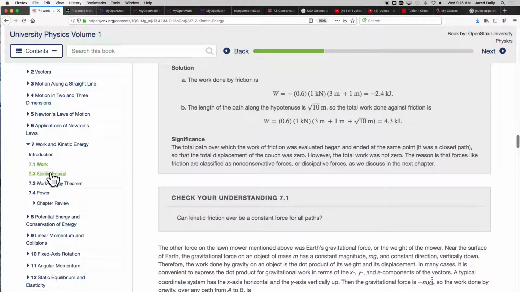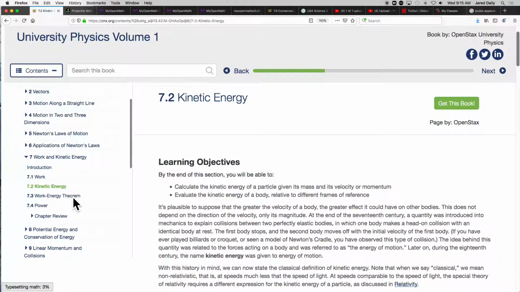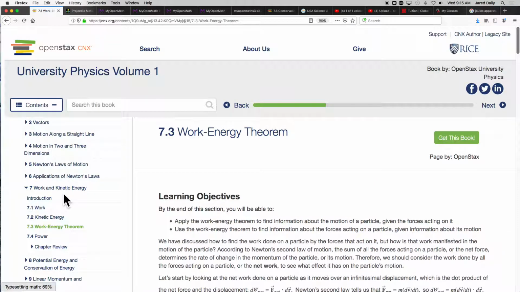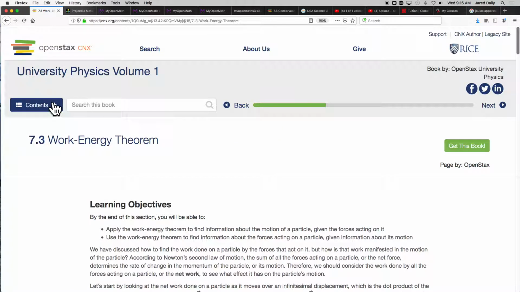Kinetic energy, of course, is the energy of movement. Movement itself actually has its own energy to it. Then we move on to the work energy theorem. And what is that? Well, the work energy theorem is an equation that essentially recognizes that all energies are the same thing. They're all energy.